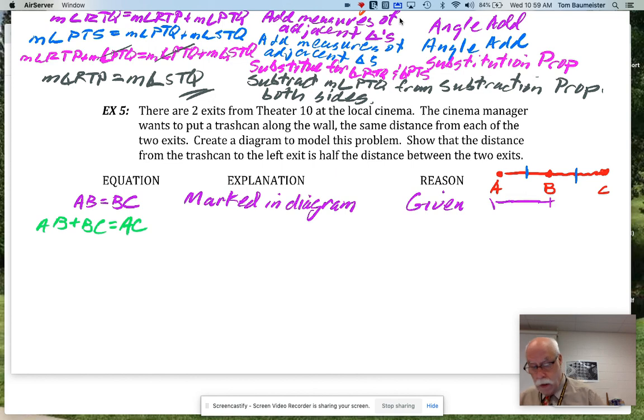All right. And why do we know that? Because we can add lengths of adjacent segments. And what reason was that? That was the segment addition postulate.